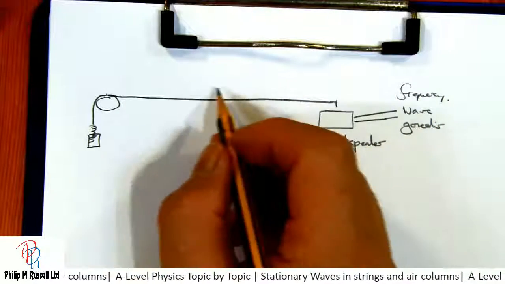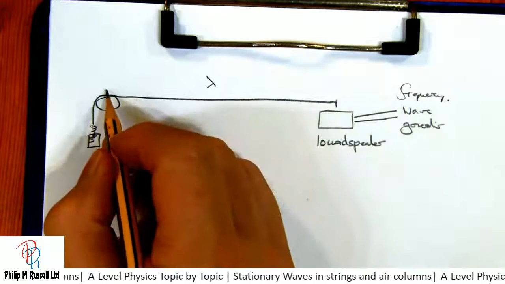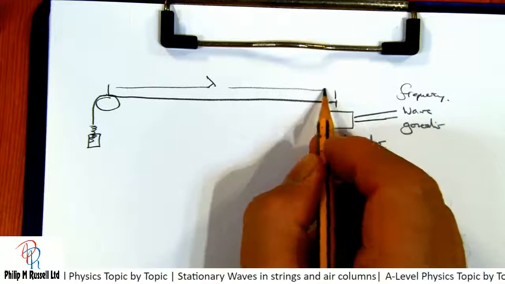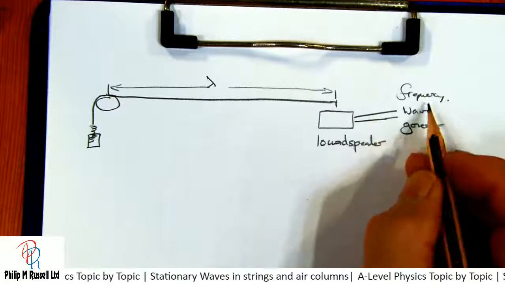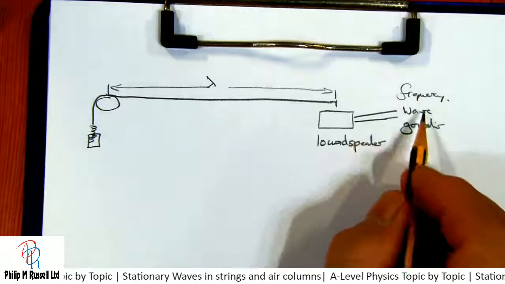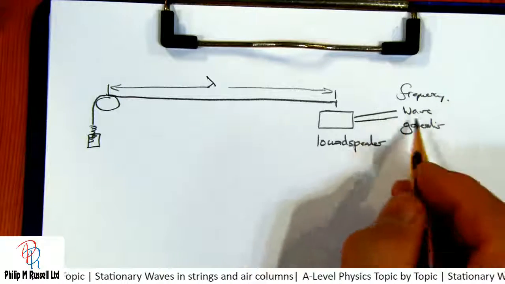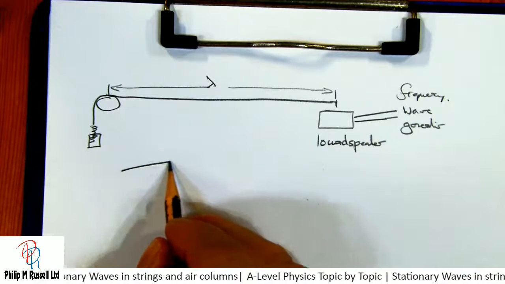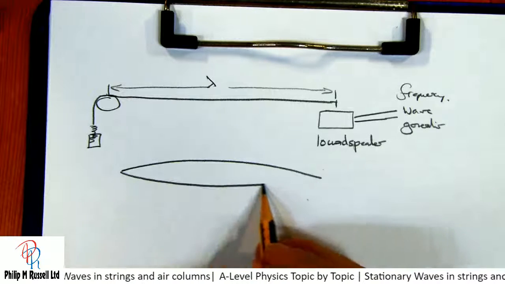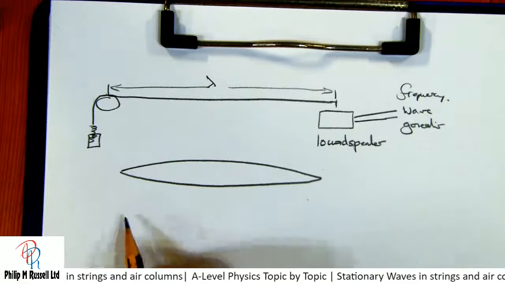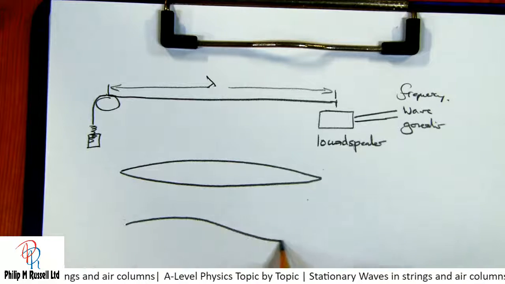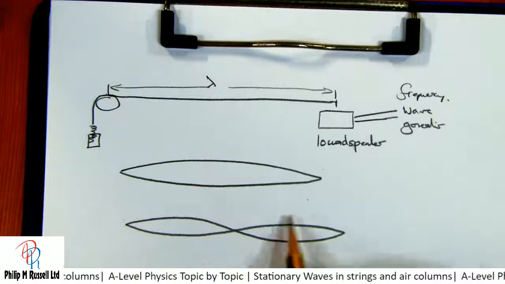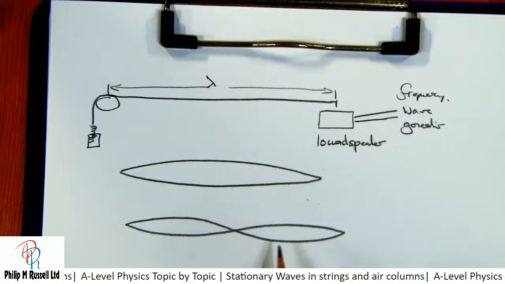We're going to have here a wavelength, which is the point on the pulley to the point here, for our particular wave. And we're going to change the frequency of the wave, and when we change the frequency, we're going to get the wave looking like this sort of thing, or maybe like this sort of thing. And they should be the same length, it's just I'm not able to draw that.